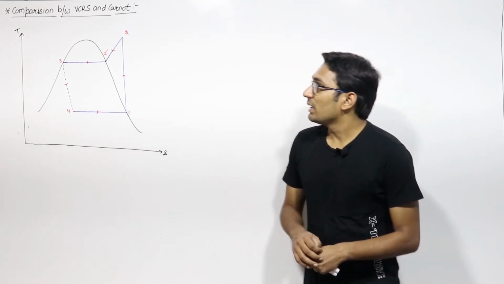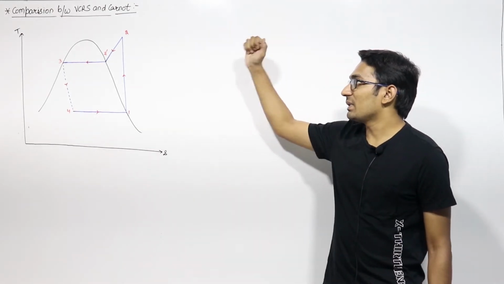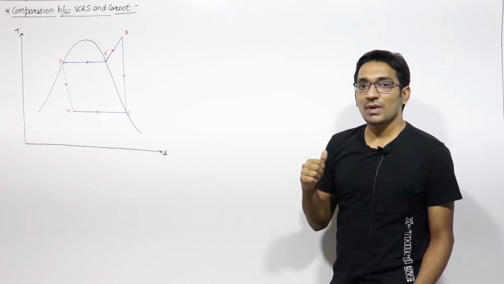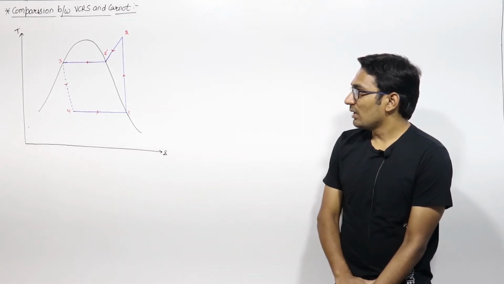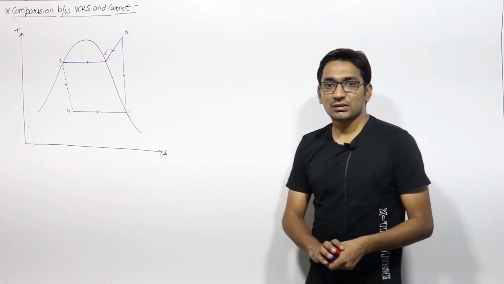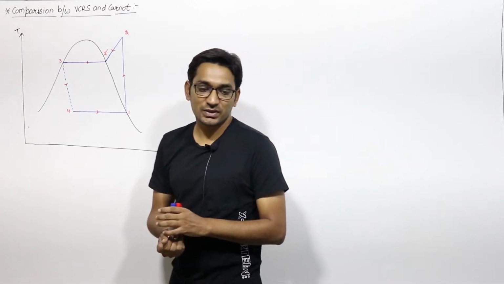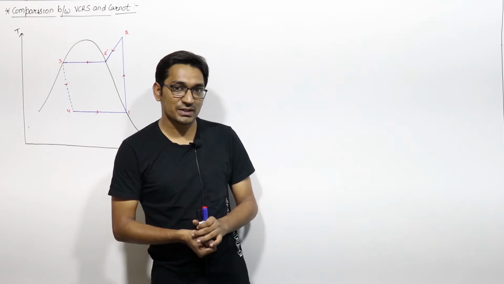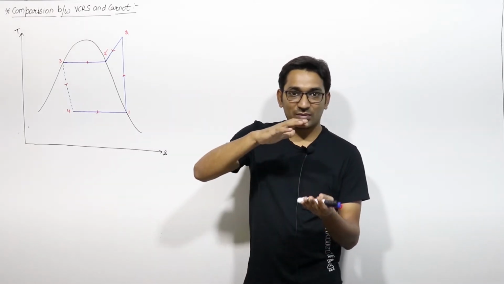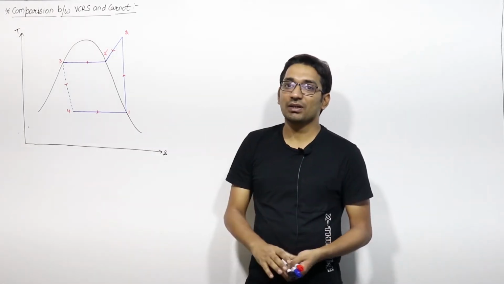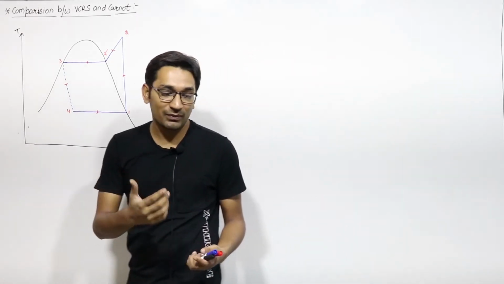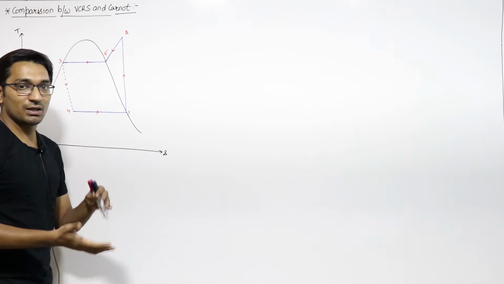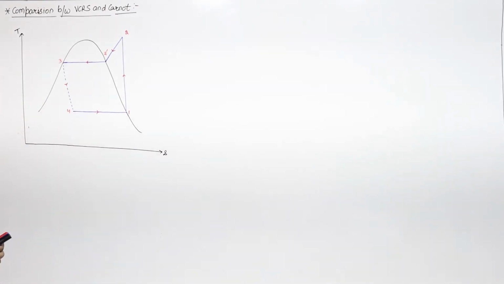Now let us compare the standard vapor compression refrigeration system and the reversed Carnot refrigeration system. We already said that the reversed Carnot refrigeration system is the ideal cycle for refrigeration, and between the same temperature limits, the COP of the reversed Carnot cycle is maximum compared to any other cycle working between the same temperature limits.